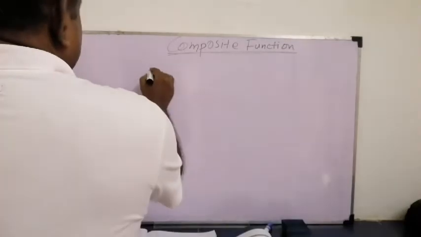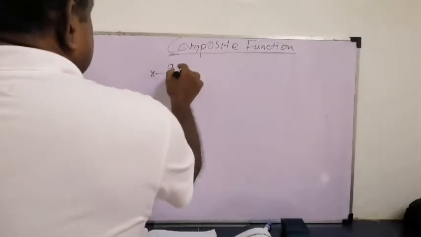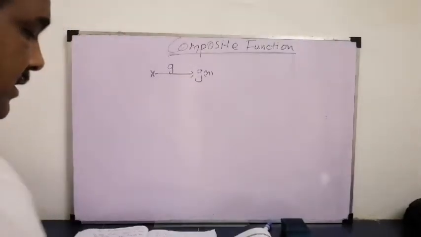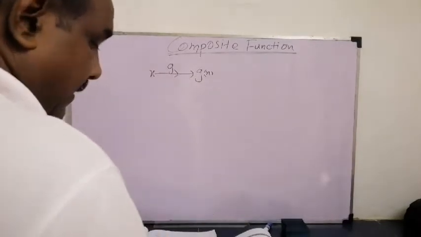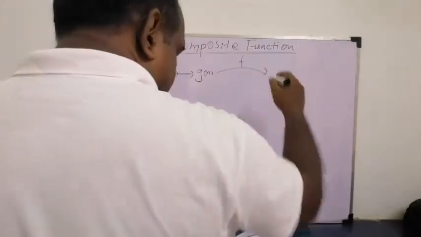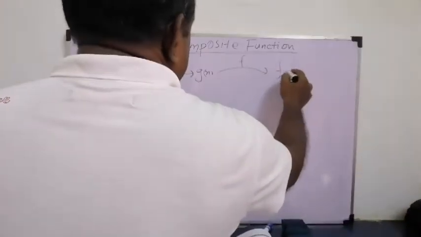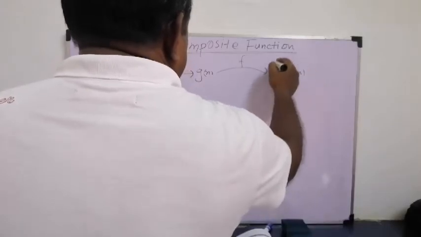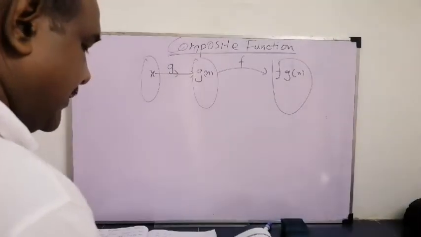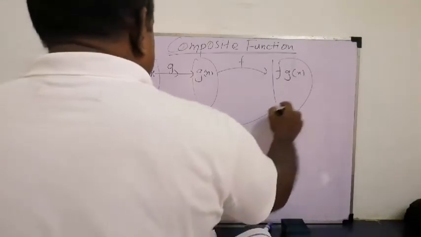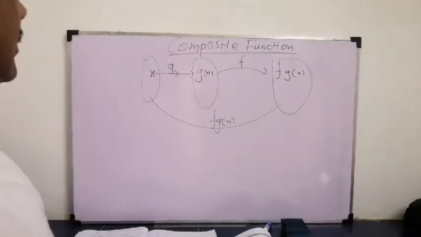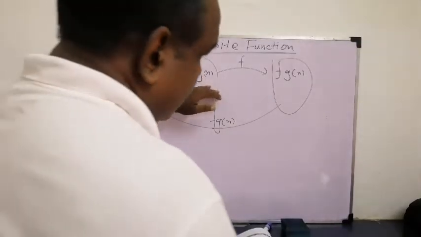For example, a function g into x, a function of x, gives you g(x). Then f applied to this is going to be f into g into x. This is another way you can say it. Straight away also, first you substitute the second function, then you write.